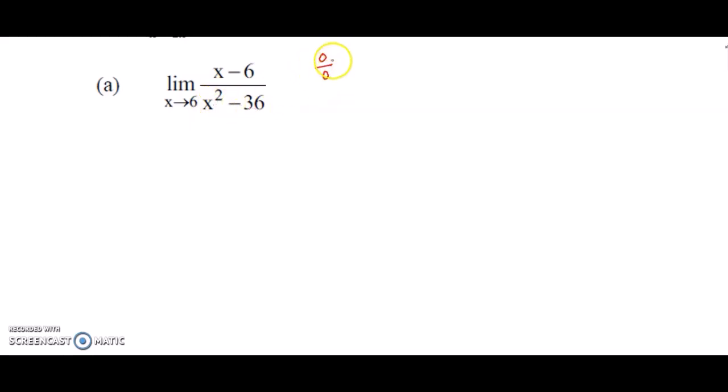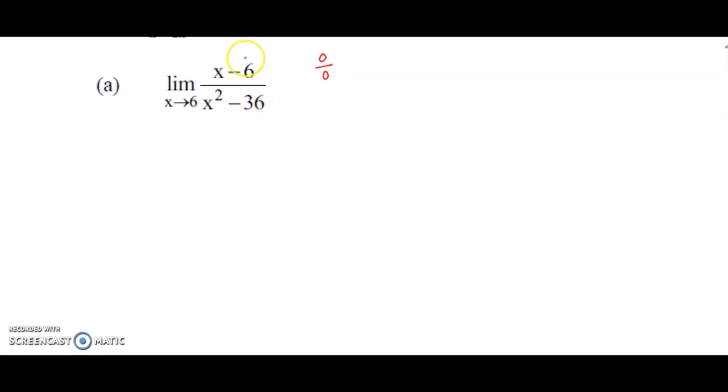So once you use the substitution method and you get 0 over 0, it means that your substitution method has failed. So now you have to proceed either to the factorization or multiplication by conjugate. For this function, you don't see any surd, so there is no chance to use the conjugate.